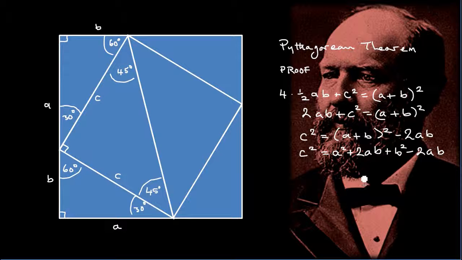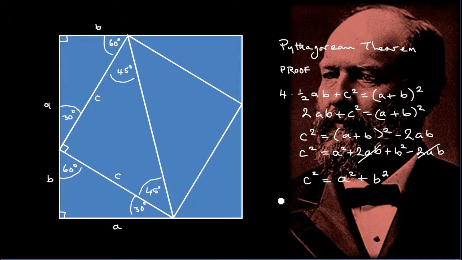Well, look what we've got. We've got 2ab minus 2ab. So if we commute these, we'll just straightforwardly cancel them. 2ab minus 2ab is 0, and we've got our proof. So we've got c squared equals a squared plus b squared. So there's the proof, or a proof, one proof.